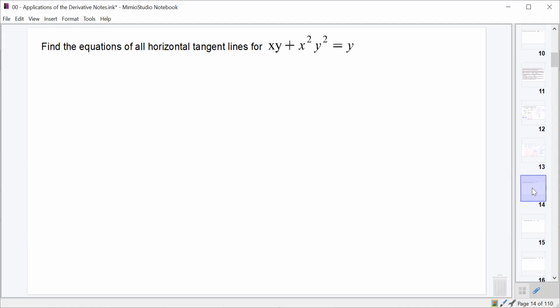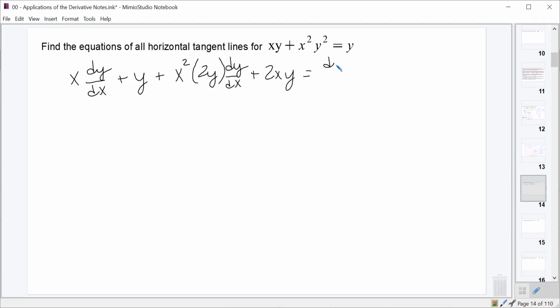So let's use the product rule on xy. That should be x dy/dx plus y times the derivative of x, which is 1. And then the product rule on x squared y squared, so x squared times 2y dy/dx plus 2x times y is equal to dy/dx.